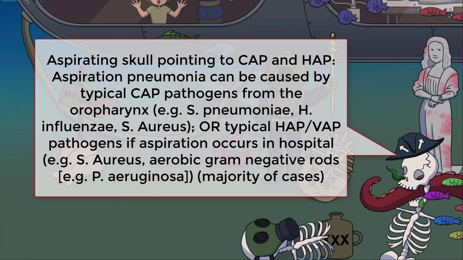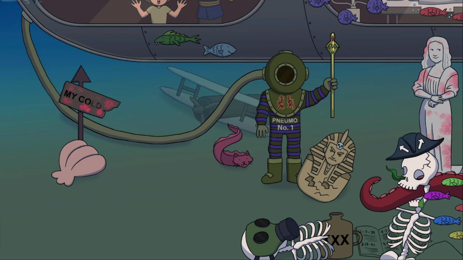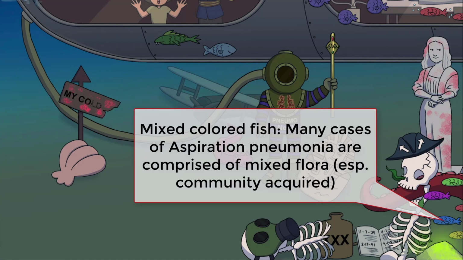It turns out that aspiration pneumonia that occurs in a community setting commonly involves the typical CAP pathogens that live in the oropharynx, such as strep pneumo, H. flu, and Staph aureus. If aspiration occurs in the hospital, the typical nosocomial pathogens are often isolated in culture, including Staph aureus and the enteric aerobic gram-negative bacilli. Kinda like HAP and VAP, don't you think? One characteristic feature of aspiration pneumonia is that many patients will have an infection comprised of mixed flora, especially in community-acquired cases.